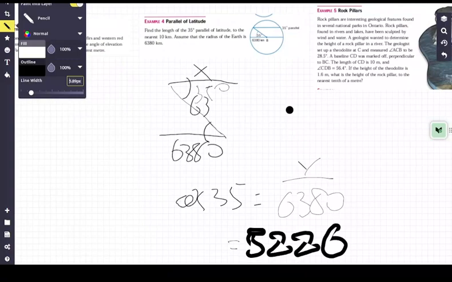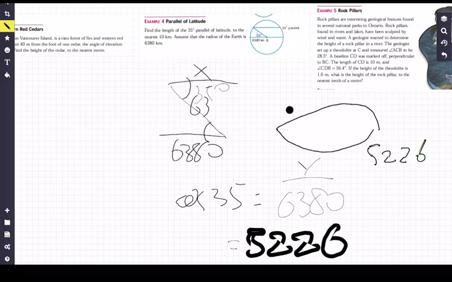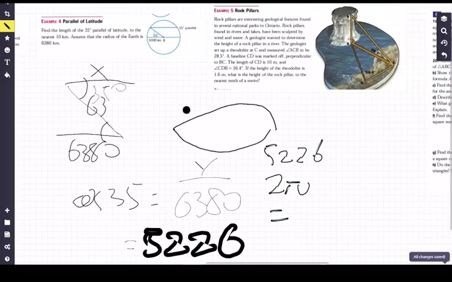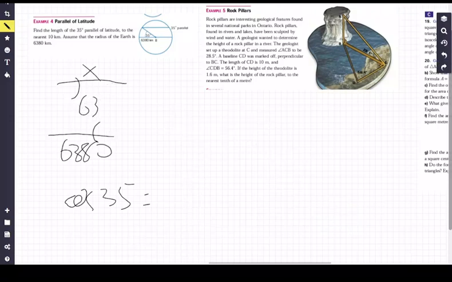However, they want us to find the entire length of this parallel. So what they mean is that we're actually going to go around the Earth. And in this line, we're going to see, how do we find the circumference? Well, 2 pi r, right? So 5,226 times 2 pi. That's going to go ahead and get us 32,840. And that is our full length.